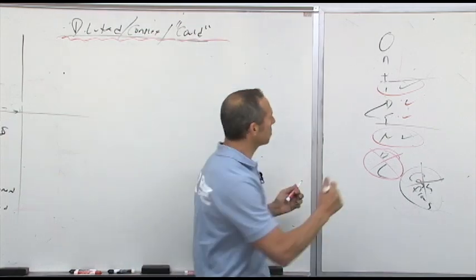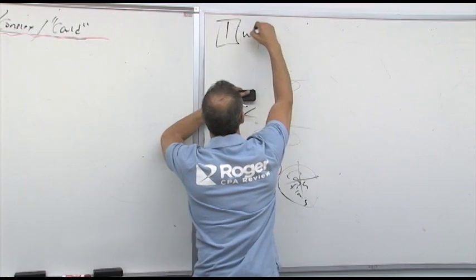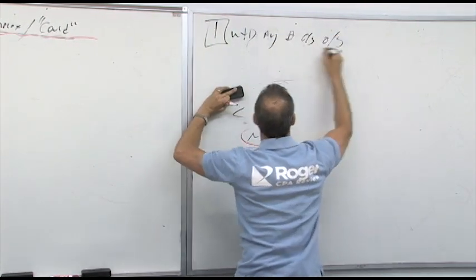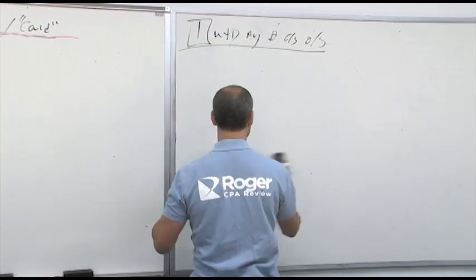So on page 2, you'll see a number 1. And that's where I'm going to show you how to calculate the weighted average number of common stock outstanding. All right, that's the weighted average number of common stock outstanding. Here's where we're going to have to calculate it.